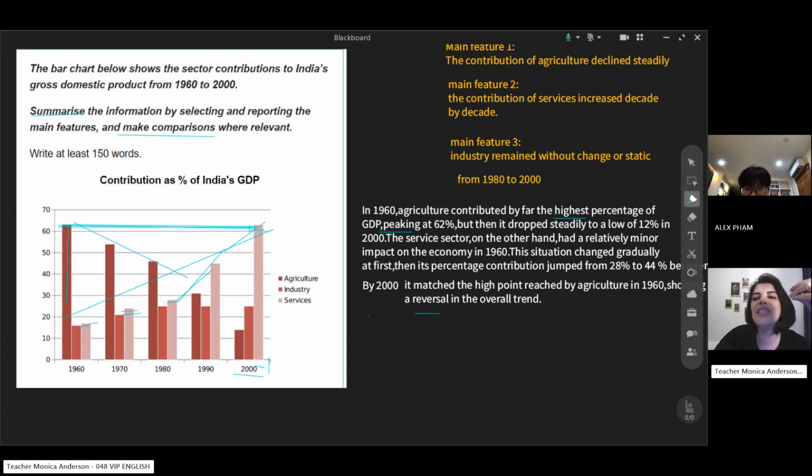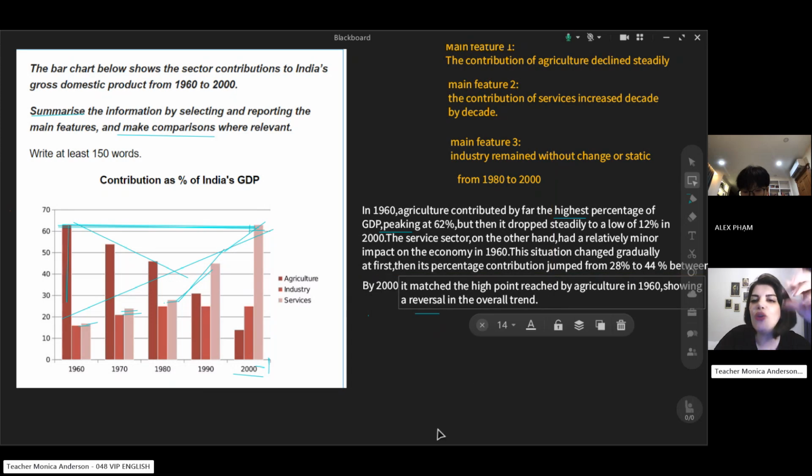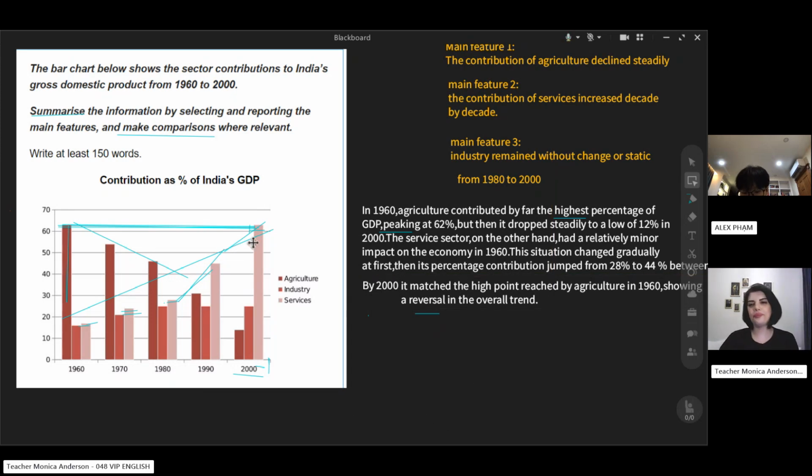Okay, so this is my first paragraph. Alex, is it clear or do you have any questions related to this paragraph? Yeah, it's clear. Okay, very good. So this is about my first paragraph. As you can see, I only discussed my two sectors. Of course, you can use different words. This is only a sample, so you can change the words.